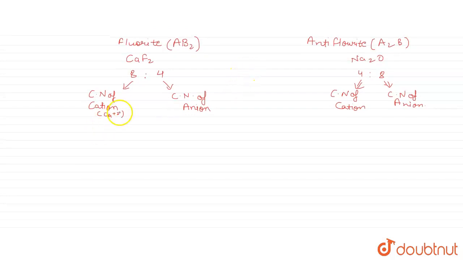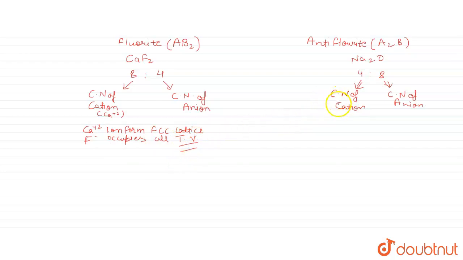Now, in this CaF2 type structure, Ca+2, that is the cation, forms the FCC lattice. In this fluorite type of structure, the cation forms the FCC lattice, and the anion, that is F minus, the fluoride ions, occupies all tetrahedral voids.